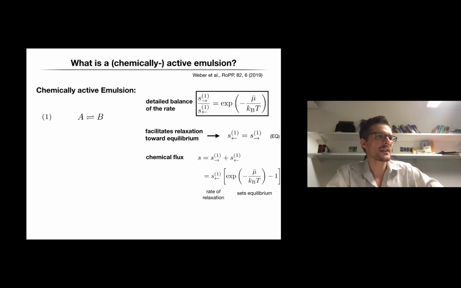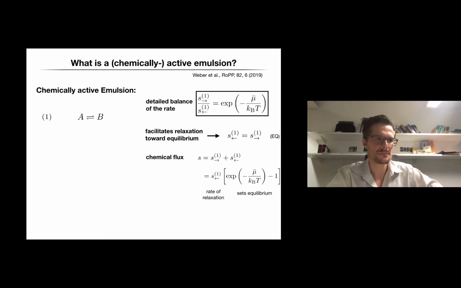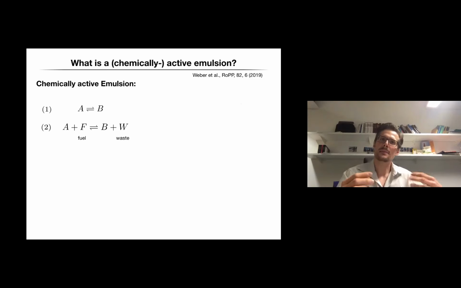So what is now a chemically active emulsion? You can rewrite this total flux into a forward and a backward flux, and what you see is that there's a single rate constant that tells you how fast you approach chemical equilibrium, and a term in the bracket that sets the equilibrium. Because the rates were not independent, there is only one rate. This differs once you have a system that is continuously driven. Then we usually say detailed balance is broken.